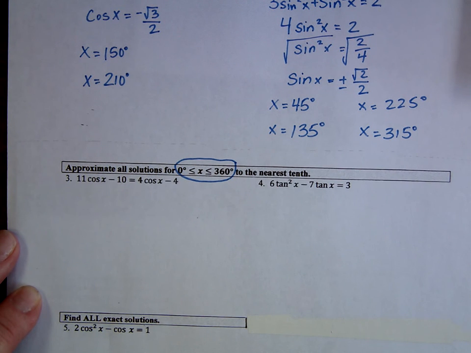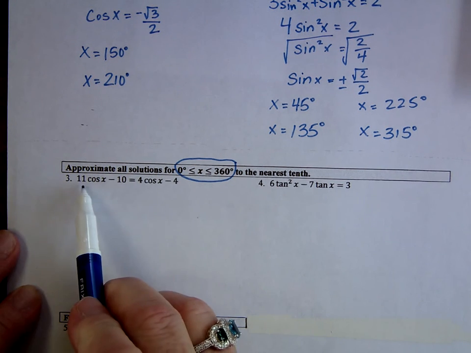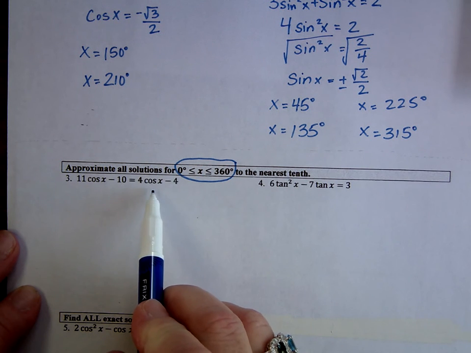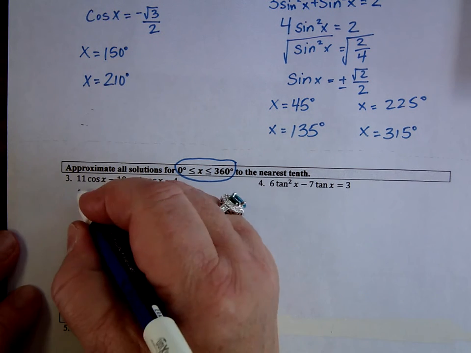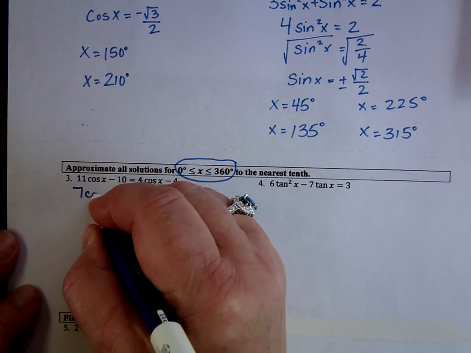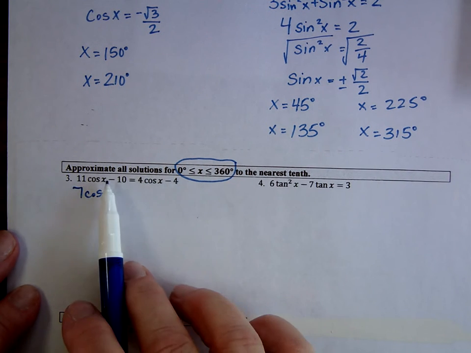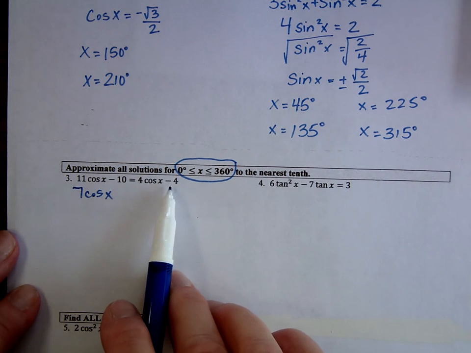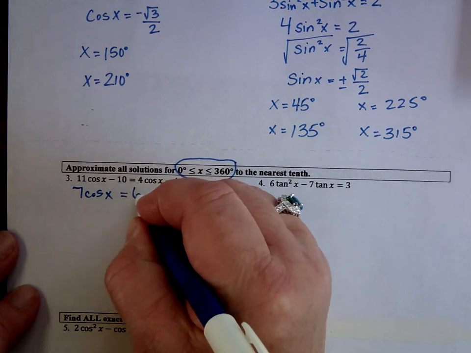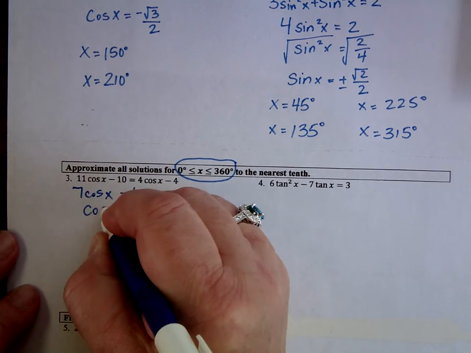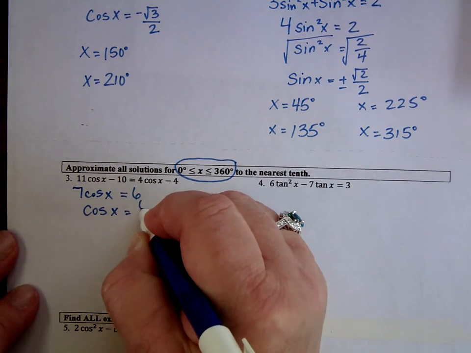I'm just going to combine like pieces. I have 11 cosines here. I have 4 cosines here. If I subtract 4 from 11, now I have 7 cosines. This 10, if I bring it over to the other side, it turns positive, with the negative 4 becomes a 6. And so what I have this time is the cosine of x equals 6 over 7.